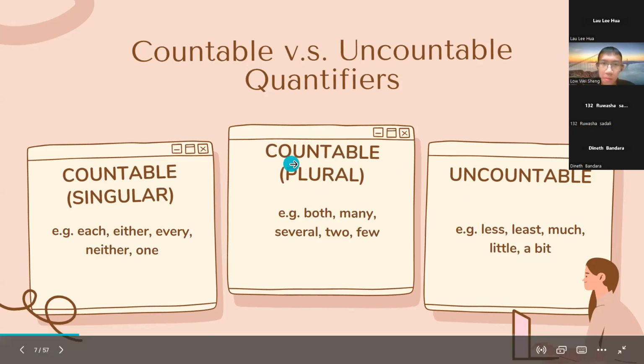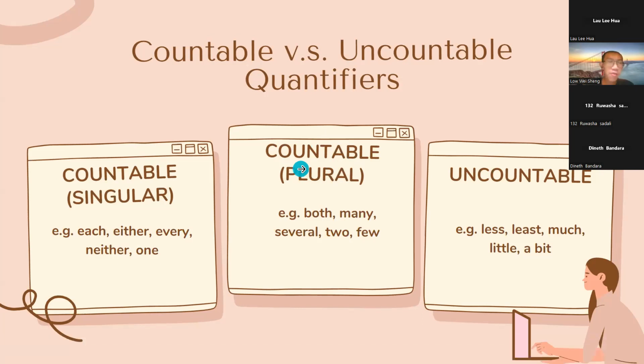Then there are countable quantifiers. Countable quantifiers are used to describe plural objects. So whenever you use these terms, there must be more than one of something. So for example, both hands, many clouds, several pencils, etc.